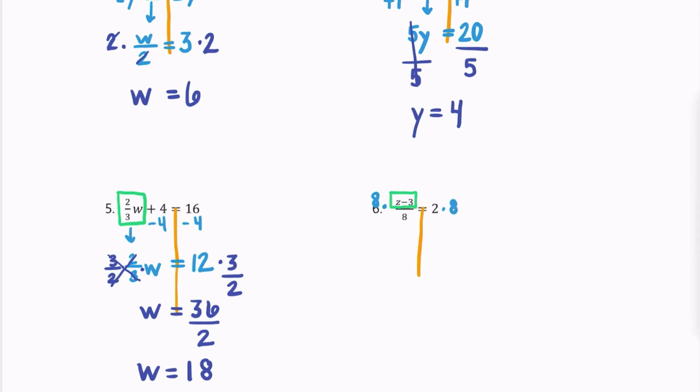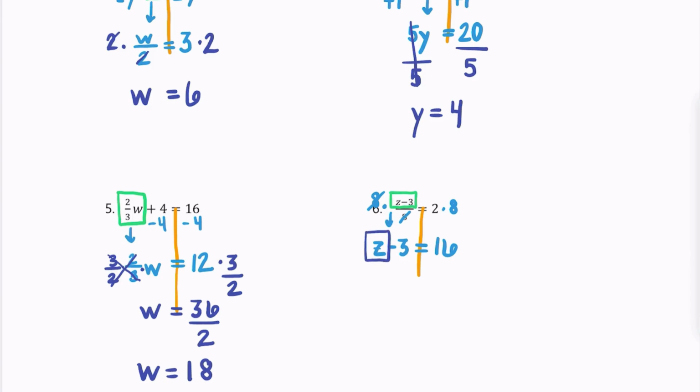Now, a lot of people then go and accidentally distribute 8 to z and -3, but you have this 8 and this 8 that are going to cancel out. 8 divided by 8 will just simplify to 1. I'm going to bring my box down, z minus 3, put that line through my z so it doesn't look like a number, and 2 times 8 is 16. Okay, so this is the only type of setup where you're not going to have the addition or subtraction to isolate first.